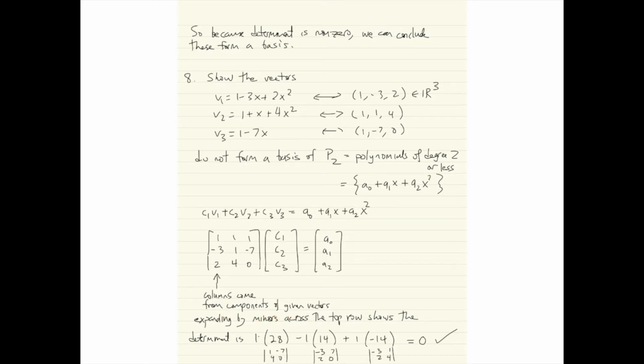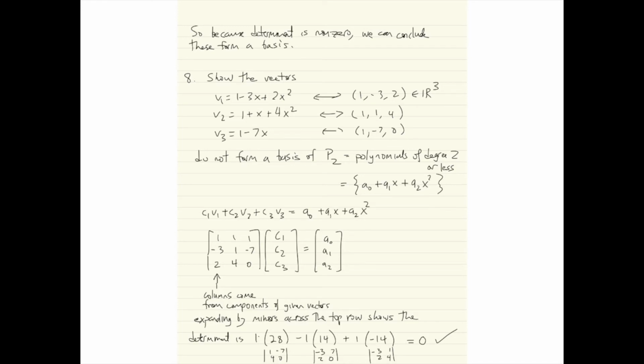We've seen that the matrix we want to cook up, its columns are the vectors in R3 in this case. Okay, so this 1, minus 7, 0, that's our third column. And we just have to check that this matrix has determinant, well, it has determinant 0 actually.